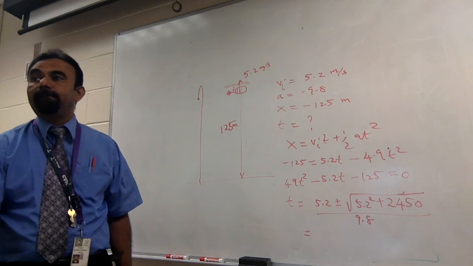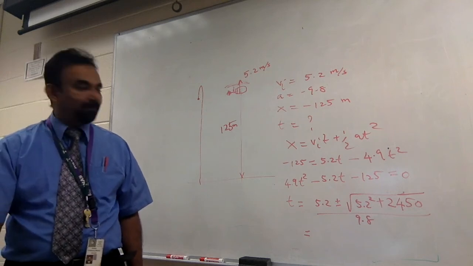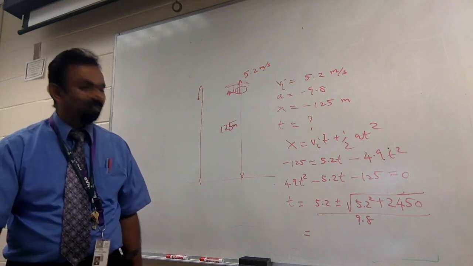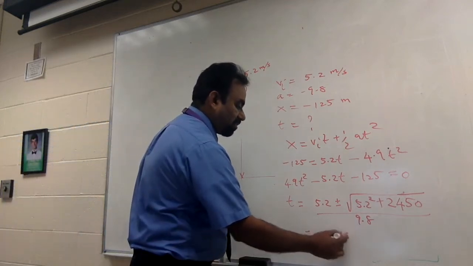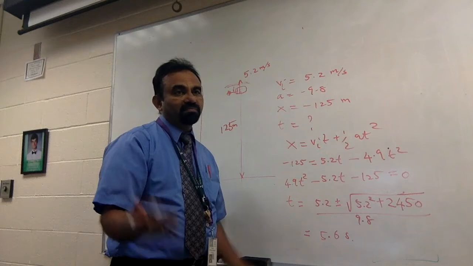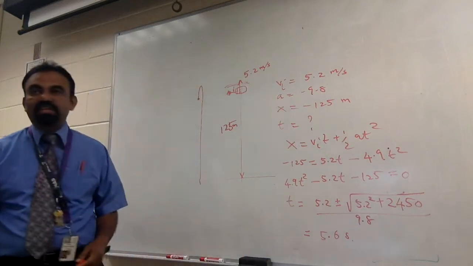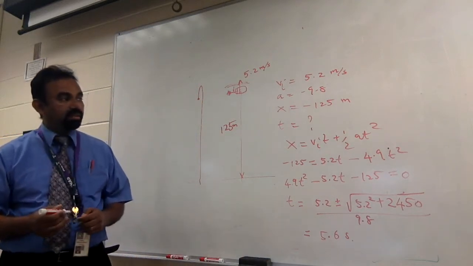What do you have? 5.6. How much? 5.6 seconds. Did you get the other one as negative? That's negative 4, so forget it. Yes, 5.6 seconds is what it takes all together.